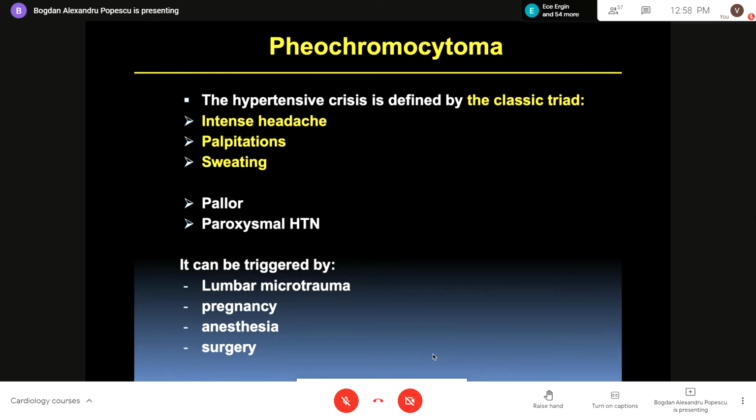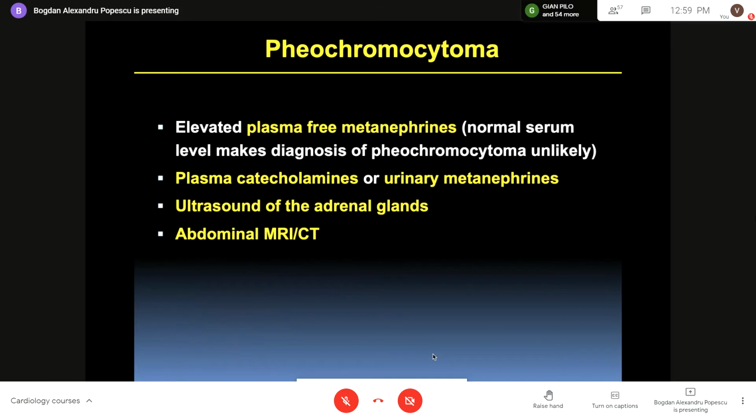And this may sometimes be triggered by an external factor that may be trauma, anesthesia, surgery, and it may unmask this. How do you diagnose it? So first of all, you have the clinical suspicion on the grounds that I've described, and then you do some tests. Plasma metanephrines can be measured.